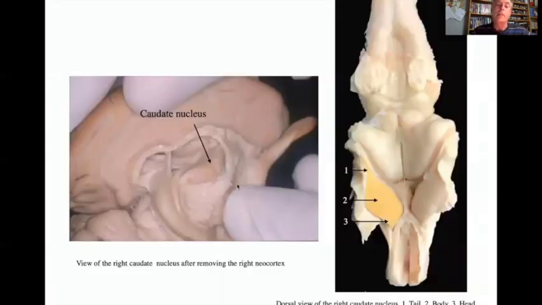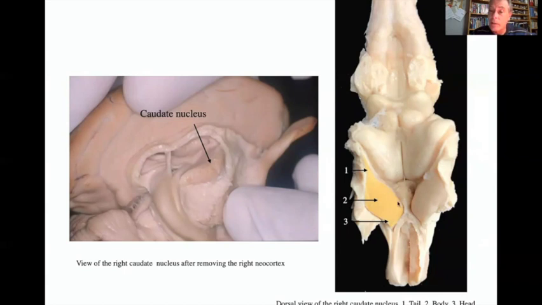For a 3D image of the caudate nucleus, we have to do a dissection. Here I have removed the neocortex of the right cerebral hemisphere. And we have the hippocampus and the olfactory bulb that forms part of the paleocortex. We have the corpus callosum here, the cingulate gyrus, that continues with the parahippocampal gyrus. And as you see, there's an orange-like structure here. This is the caudate nucleus. And here we have the lateral ventricle. It is called a caudate nucleus because it has a tail.